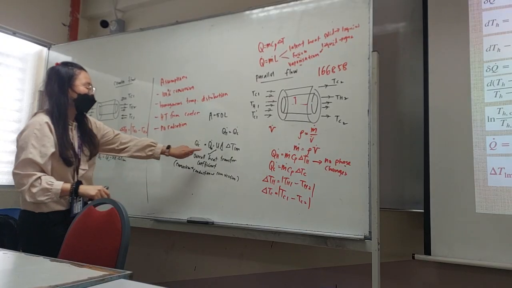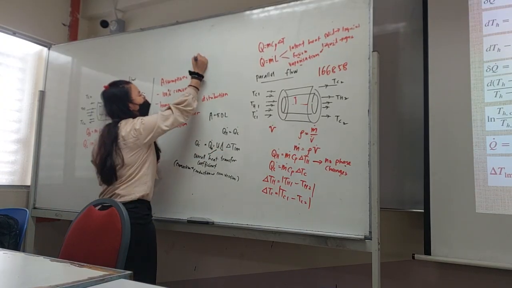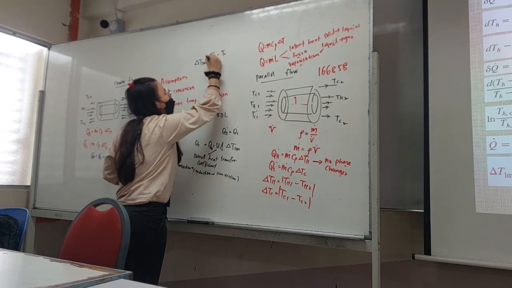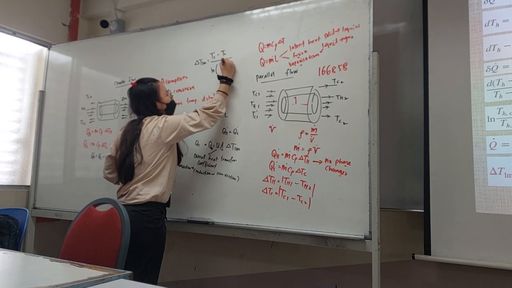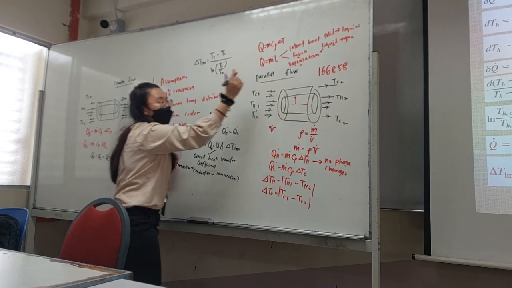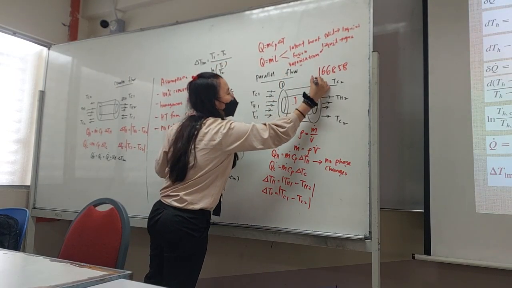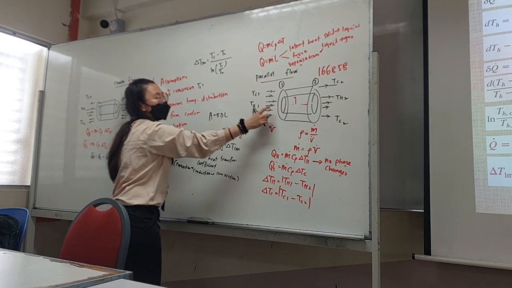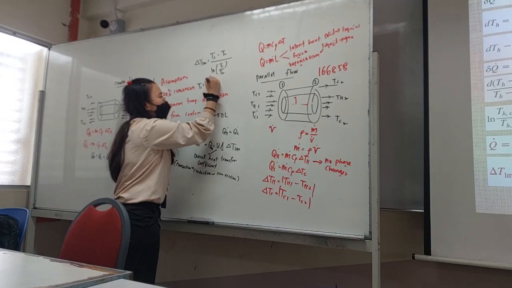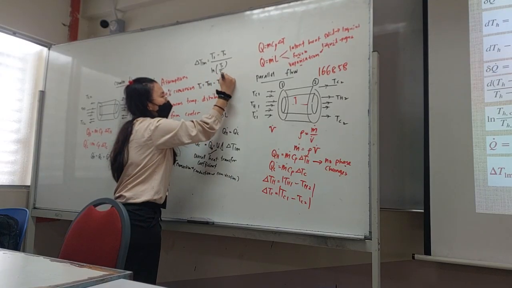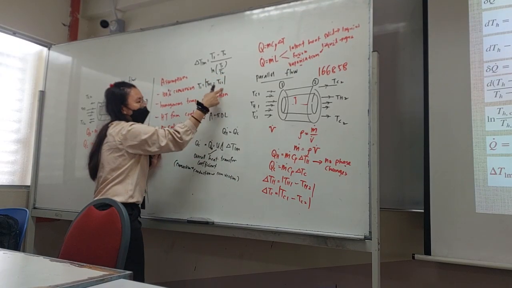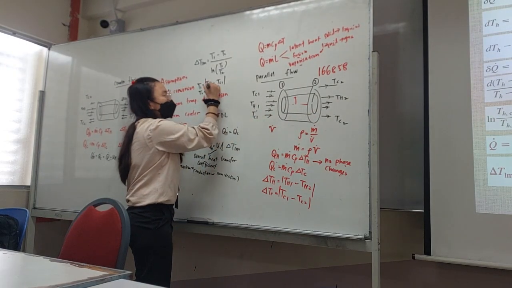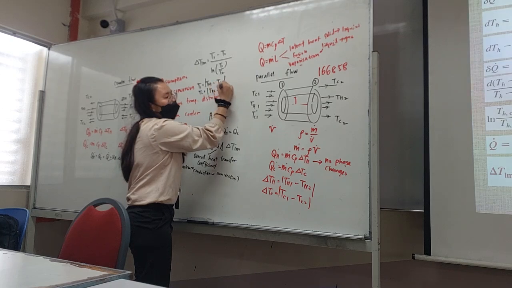Okay, so here you will see the delta log mean. You get the equation: (T1 minus T2) over ln(T1/T2). Like I mentioned, you calculate on the first position and second position. T1 is equivalent to the temperature difference between H1 and C1. I use the modulus because it gives a positive answer. The temperature at the second position is the temperature difference between H2 and C2.